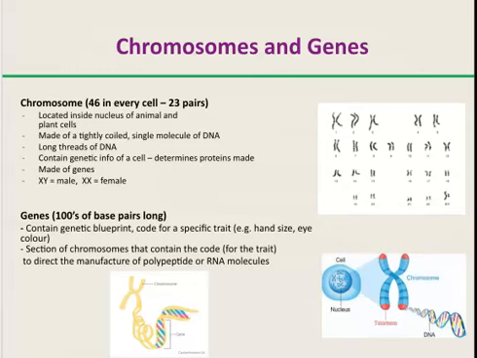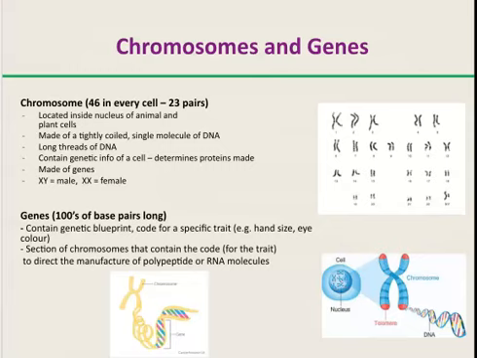You'll also notice that in the bottom right, one of the pairs is an XY. That's the chromosome pair that determines the sex of the baby. If it's got an XY, it's going to be a male, and if it's an XX, it's going to be a female. So in this case, this is the chromosomes of a male.